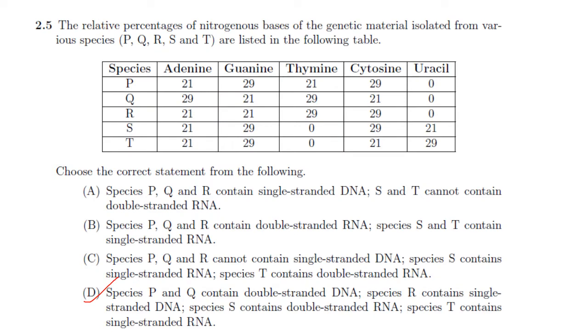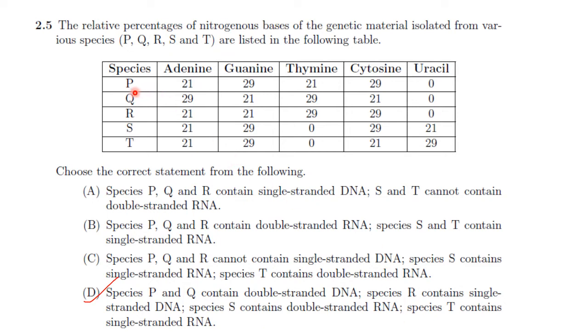Next one. The relative percentage of nitrogenous base of the genetic material isolated from various species P, Q, R, S, T are listed in the following table. Choose the correct statements from the following. So they have asked for single-stranded DNA, RNA. Okay, I can see double-stranded RNA also, single-stranded RNA, double-stranded DNA, single-stranded DNA. Okay, now we have to choose the correct answer.